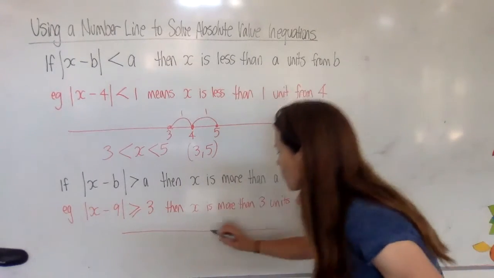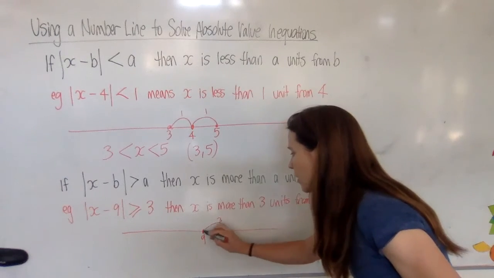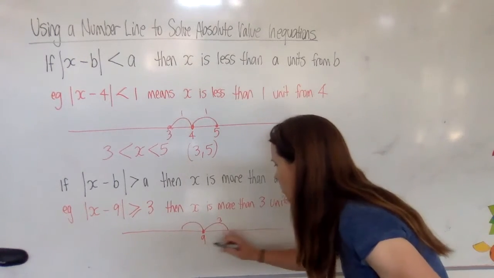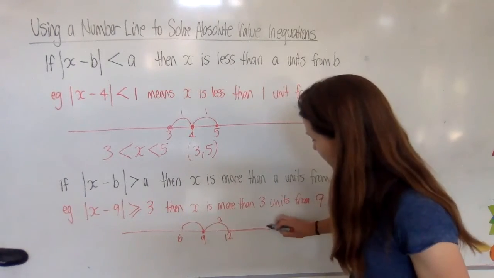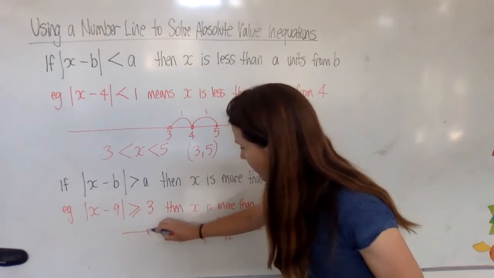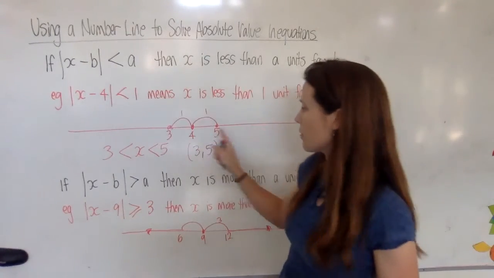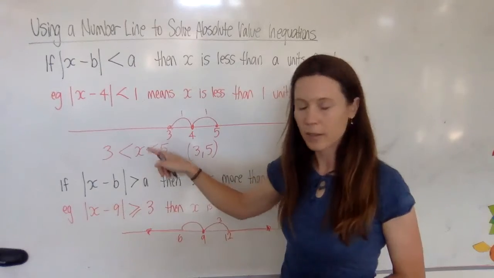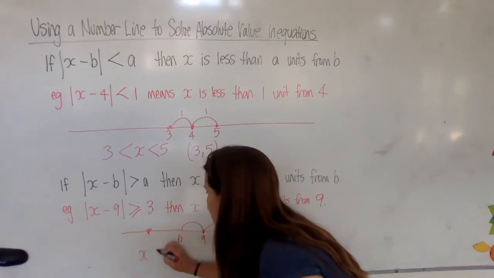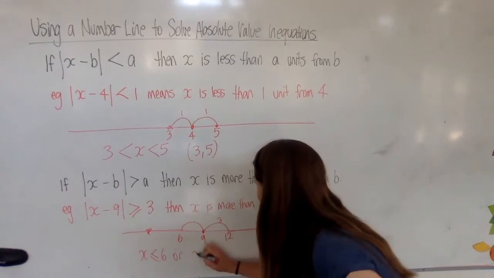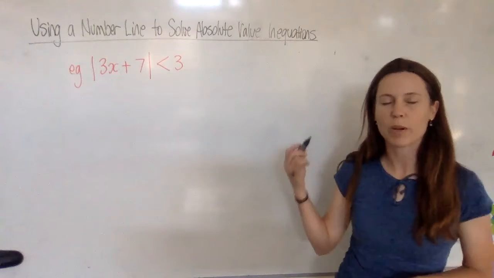So on your number line, you draw your 9 and think about what's 3 units away in either direction. We've got 12 and we've got 6. X is further away than that, so it must be up here or down there. Notice how one of our types of questions gives us an in-between and the other one gives us an answer that's 2 tails. So here you'd say x is less than or equal to 6 or greater than or equal to 12.